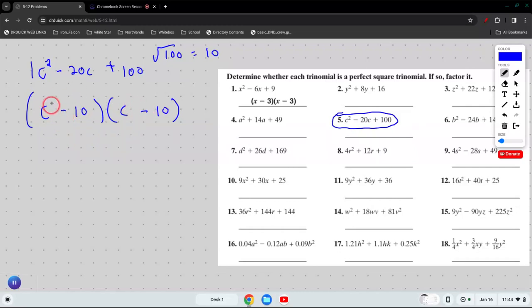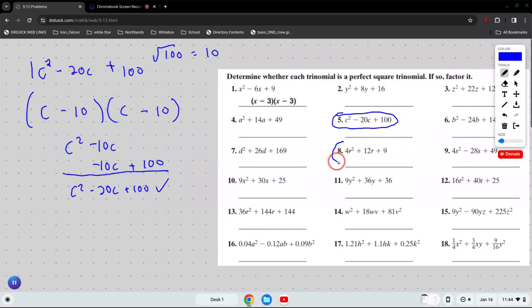FOIL it to make sure. C times c is c squared. C times minus 10 is minus 10c. Minus 10 times c is minus 10c. Minus 10 times minus 10 equals plus 100. Grab a line: c squared minus 20c plus 100. Boom, it checks. It adds up to where it's supposed to be, right?